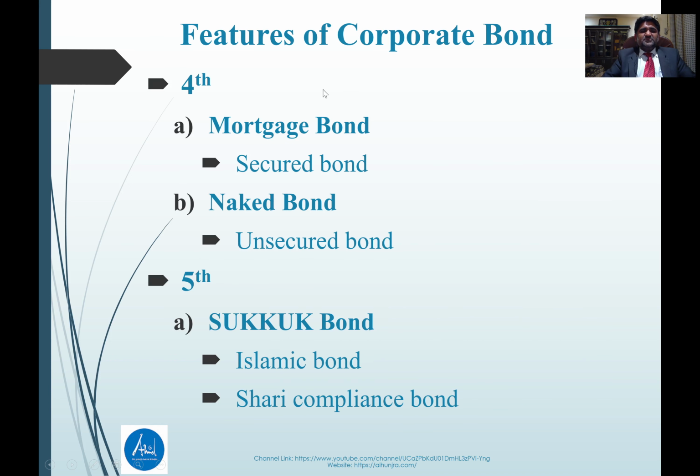Fourth and fifth parts. The fourth is related to whether the bond is secured or unsecured. If it's secured, it is called a mortgage bond. If it's unsecured, it is called a naked bond. And the fifth part deals with sukuk bonds, Islamic bonds. They are Sharia-compliant bonds.